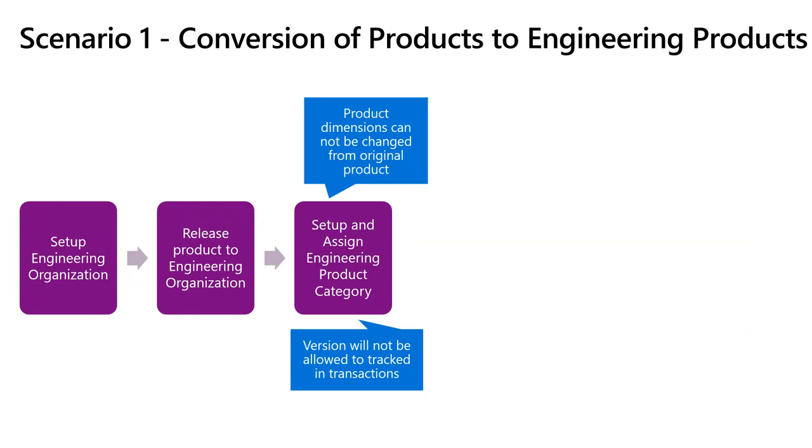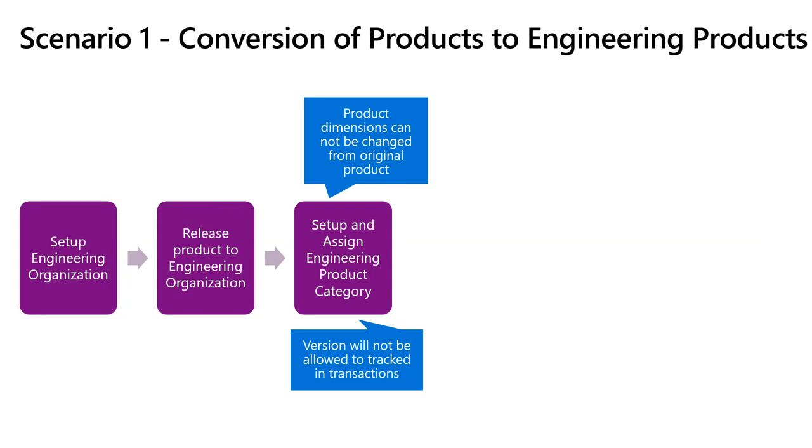The first thing is product dimension. Product dimensions will not be allowed to change if the product currently has dimensions. For example, let's say a product currently has two dimensions, color and style. When you convert the product to an engineering product, you must use the same product dimensions. You will not be able to add any other product dimension to that product.